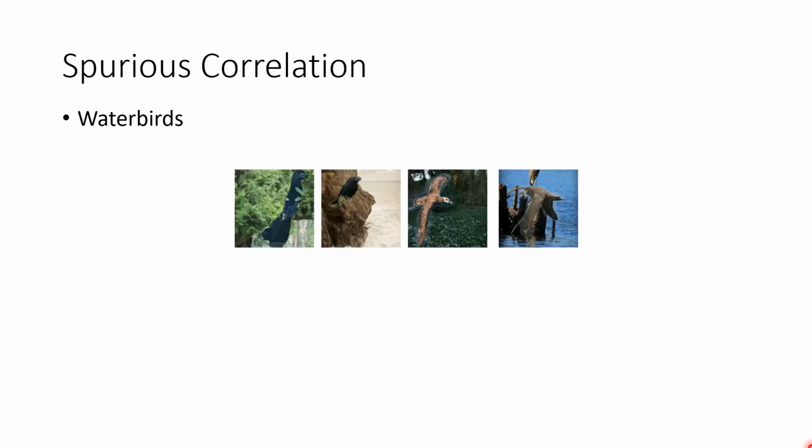To understand spurious correlation, let's take a look at the Waterbirds dataset. The task is to classify images into water bird or land bird, and the birds are on either water or land background. However, most water birds are on water and most land birds are on land background, meaning that there is a spurious correlation between the background and the label.